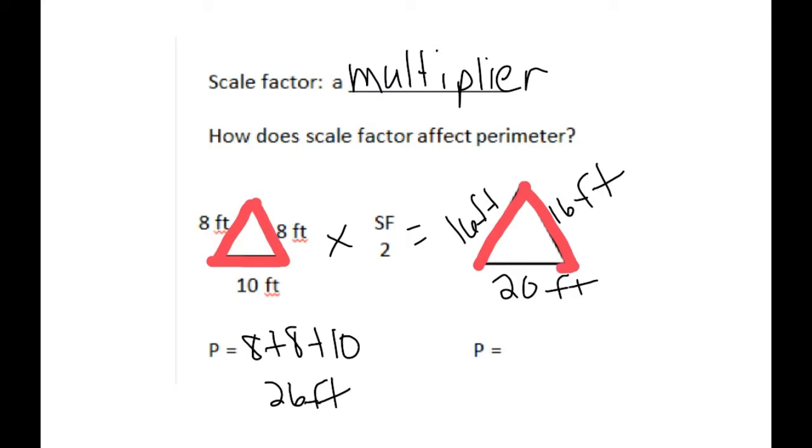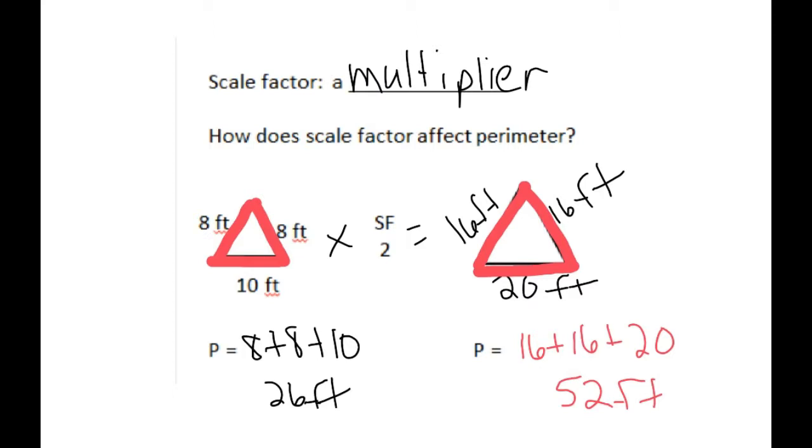Now I'm going to do the same thing for my larger triangle. I'm going to add the distances of each of the sides of the triangle to determine the perimeter around my larger triangle. So I'm going to add 16 plus 16 plus 20 and find that the larger triangle has a perimeter of 52 feet.